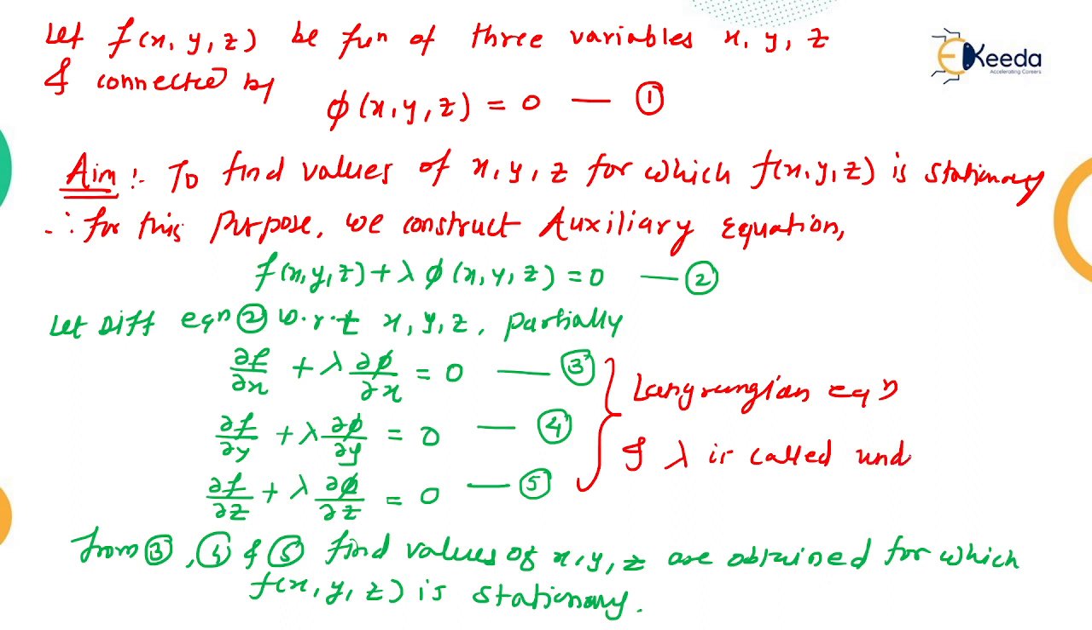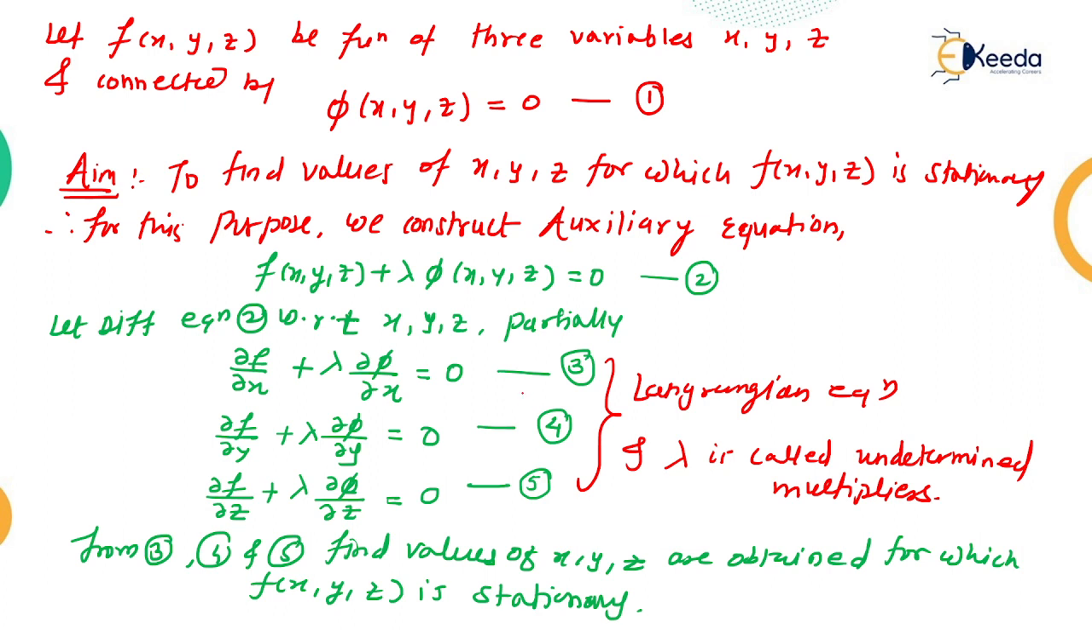This value is lambda, the undetermined multiplier. By using this method we find the minima and maxima of any function, given the connecting function phi of x, y, z. Clear up to this?